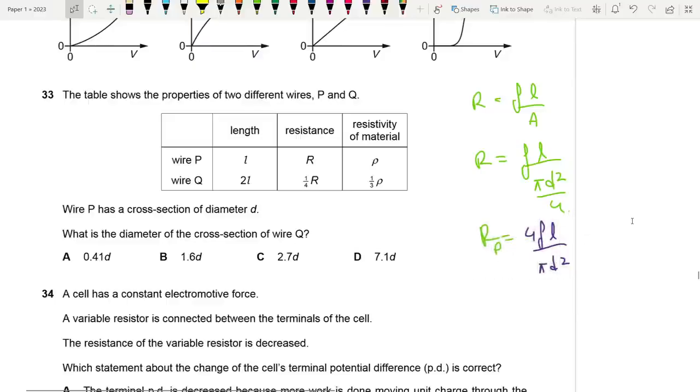Now, wire Q, we have to find the diameter of wire Q.